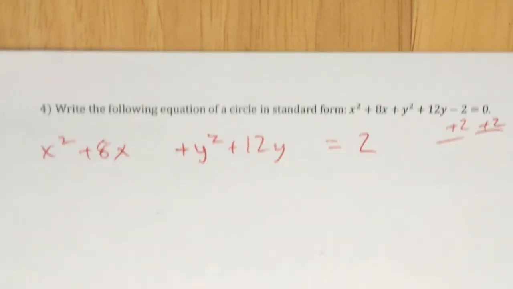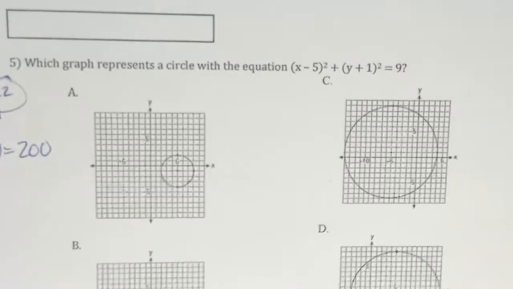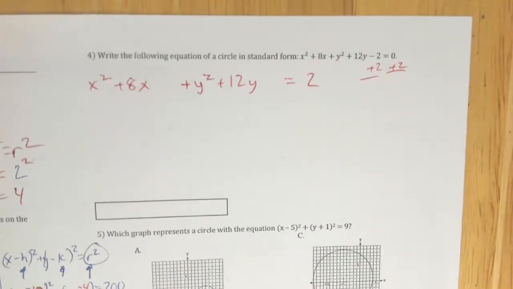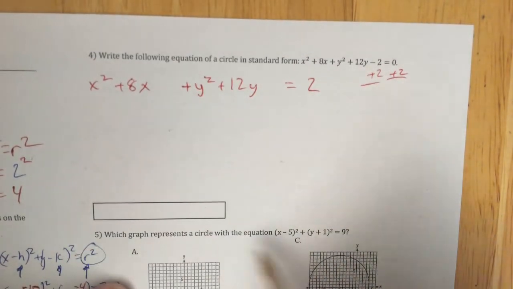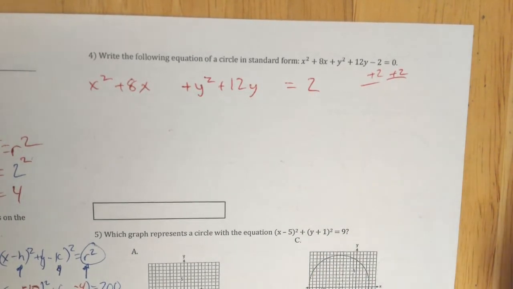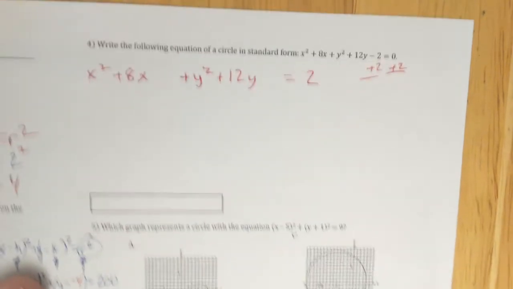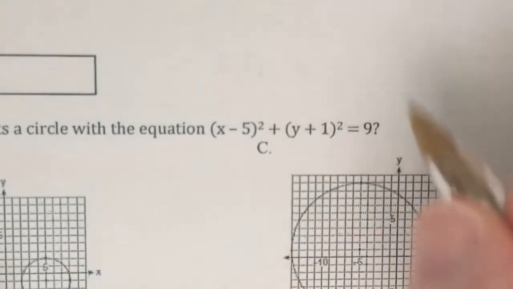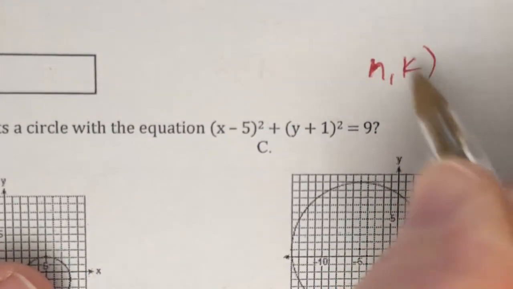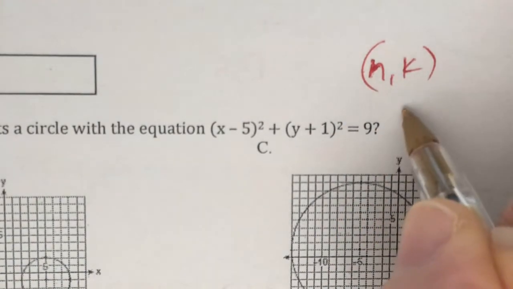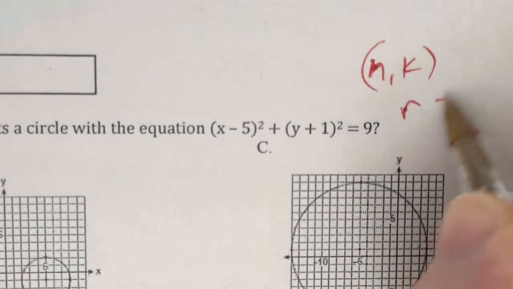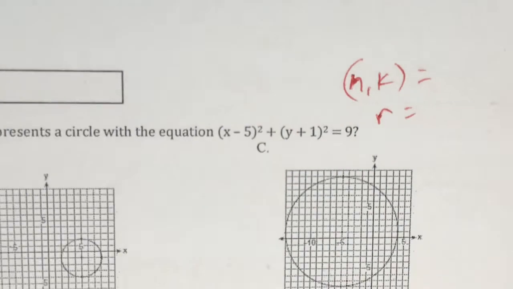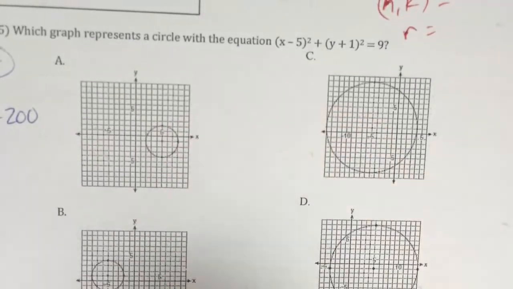Okay, and finally, number 5. All right, so just in case anyone's still copying. So number 5, which graph represents this? Okay, so all we have to do is pull out our h, k and our r, and then we'll be able to solve this. All right, so I'm going to zoom in. All right, so when you pull out your h, k, what would it be? And pull out your r. And then with this information, you should be able to pick out which picture it is. And that's it. All right.